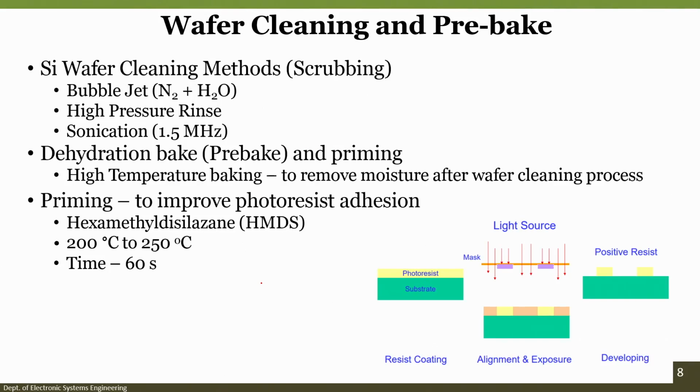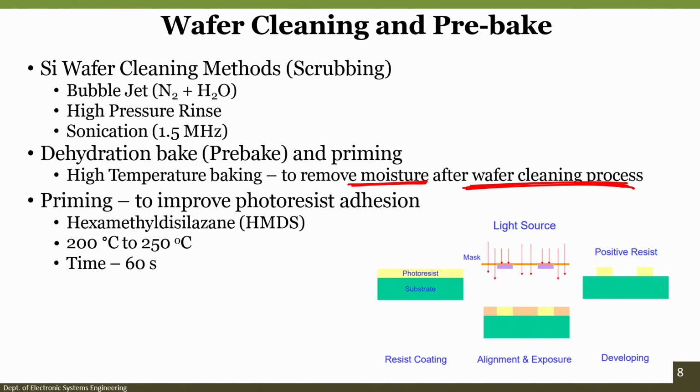So, the first step, which is wafer cleaning and pre-bake, consists of bubble jet, high pressure rinse followed by sonication. Bubble jet uses N2 plus H2O and sonication is done at 1.5 megahertz frequency, followed by pre-bake, which is high temperature baking to remove moisture, as we have already discussed, after the wafer cleaning process. After wafer cleaning, you rinse the wafer in DI water, then you dry the wafer using nitrogen and then you bake it at a high temperature to remove any moisture content.